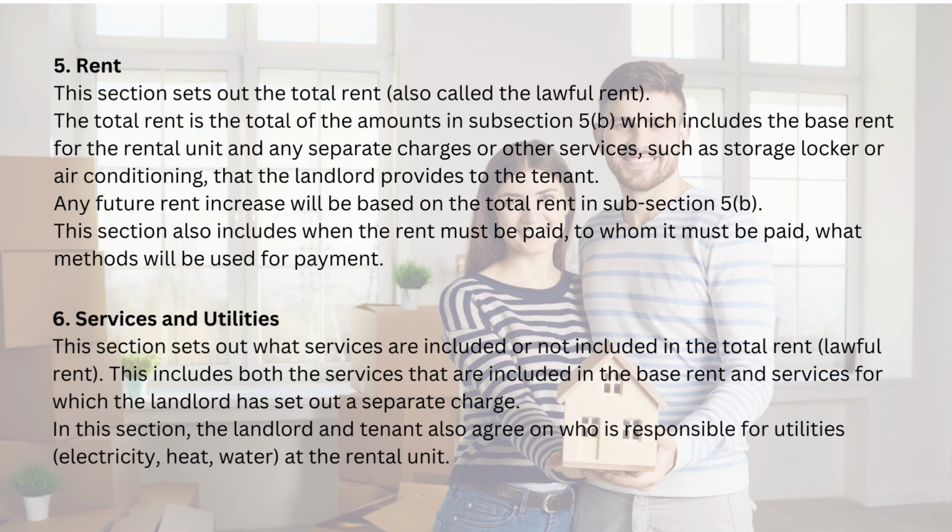This section also includes when the rent must be paid, to whom it must be paid, and what methods will be used for payment. 6. Services and utilities. This section sets out what services are included or not included in the total rent, the lawful rent. This includes both the services that are included in the base rent and services for which the landlord has set out a separate charge. In this section, the landlord and tenant also agree on who is responsible for utilities, electricity, heat, and water, at the rental unit.